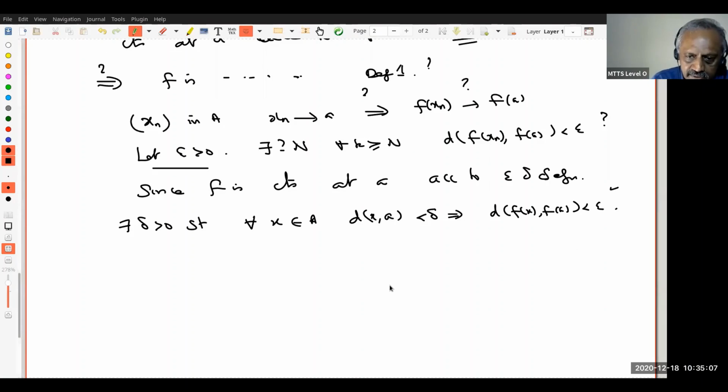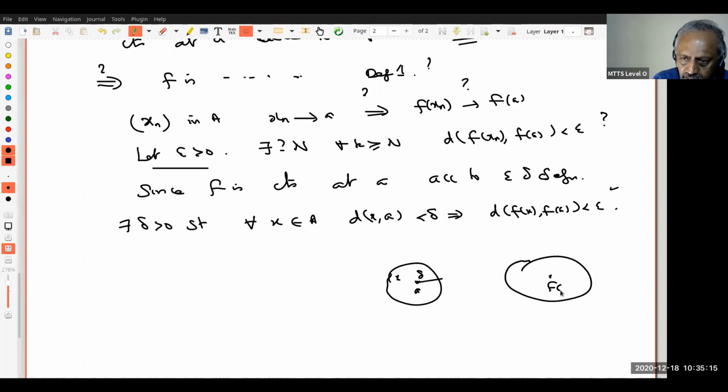Okay. Now, I found a delta. So let us look at the picture. This is my a, and this is my delta. So whenever x is here, then this is my f(a), and this is my epsilon. Then I know f(x) should lie somewhere here in this epsilon neighborhood, right? Okay. Now what is the hypothesis? I want to prove f is continuous according to definition 1. Therefore, what did you give me? You gave me a sequence x_n in A with what property? x_n converges to a. Right? Since x_n converges to a, now you have a delta ball around a. What do you know?